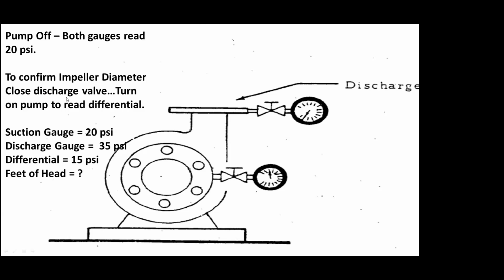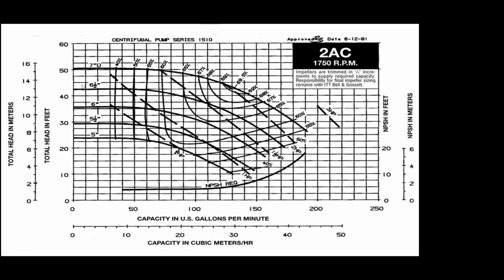So close it, turn the pump on, read the differential. What's my suction? What's my discharge? So 20, 35. So I got a differential of 15 PSI. The next step is I want to apply that information to this pump curve. And when I look at 15 PSI, I convert it to feet of head. I got about 35, 36 feet. I can confirm that, in fact, someone had trimmed that impeller to 6 inches.